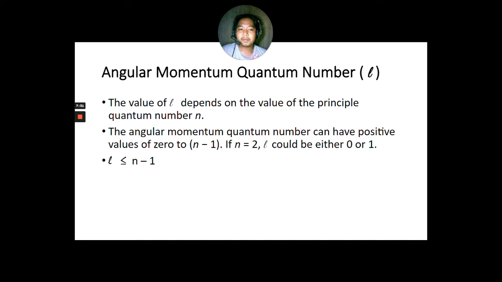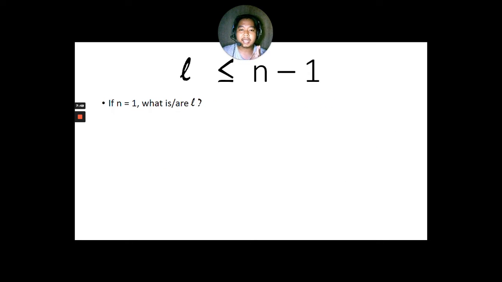See, the angular momentum quantum number has an equation: L is less than or equal to n minus 1. So, say for instance, if n is 2, L could be either 0 or 1. So, ano ang meaning nito? Sir, bakit kailangan natin itong aralin? This is it now. Hopefully, it will make sense.